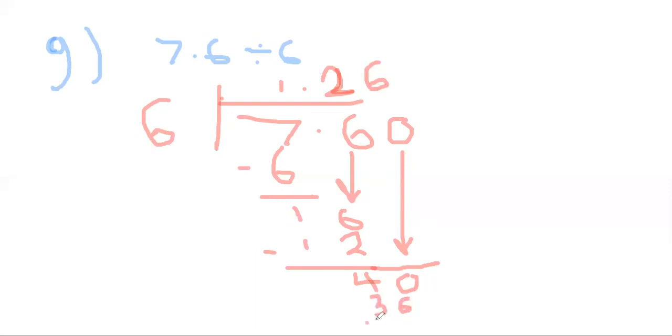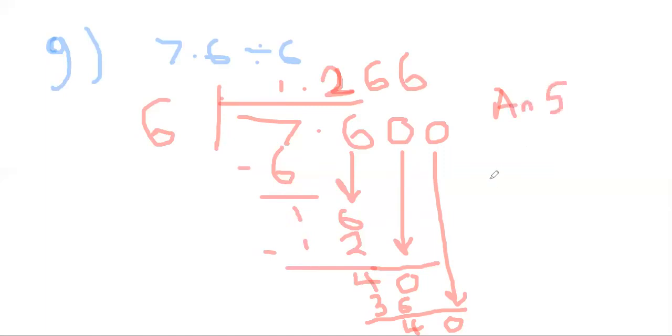Now, 40 minus 36 is 4. We can't do anything else. We must put a 0 here, then bring it down. So this one is 40. So again, it goes 6 times. So you stop there. So your answer here is 1.266, which I'll write as 1.